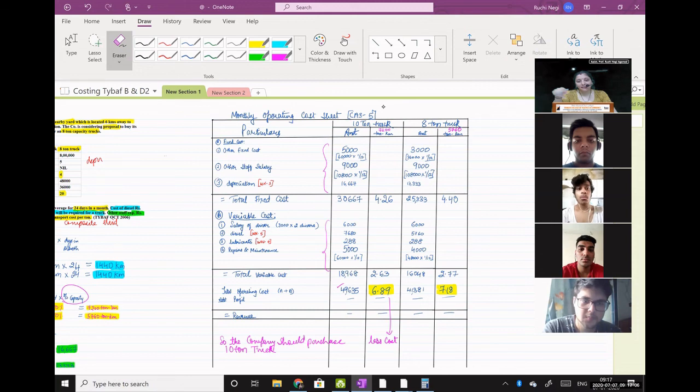So this was one of the old papers of TY BAF plus one of the old papers of CA Inter. I know the whole question isn't that difficult. Only the twist part should be clicked by the students, then it is easy. Otherwise, converting these yearly figures into monthly or monthly figures into yearly is not a great deal. These things are easy.